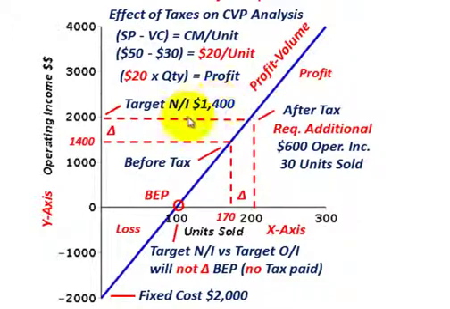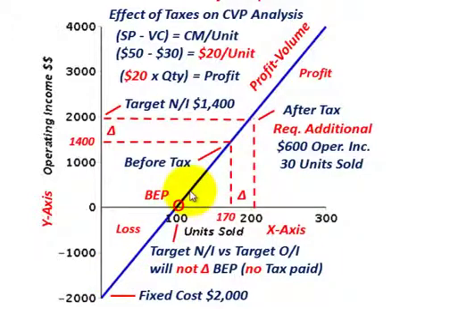For our graph to start out with, we're going to have our units sold on our x-axis, just for example, 0 to 300. Along our y-axis, that's going to be our operating income. And then we're going to have this profit volume line here.